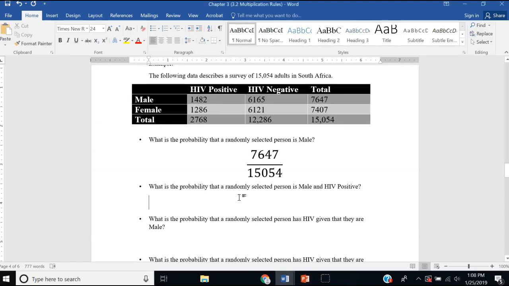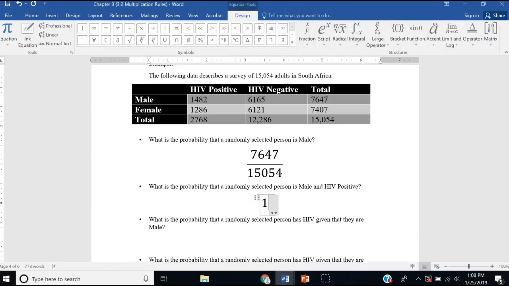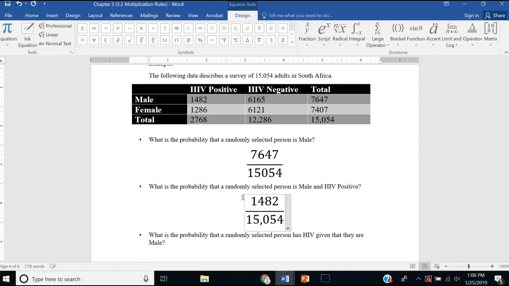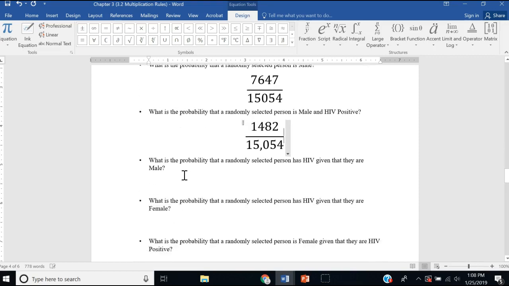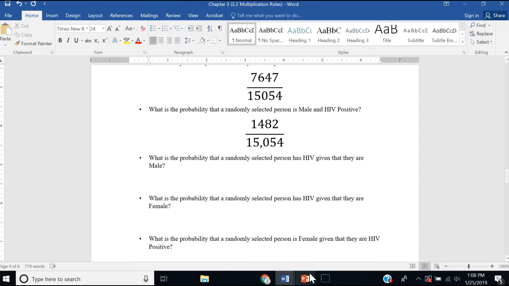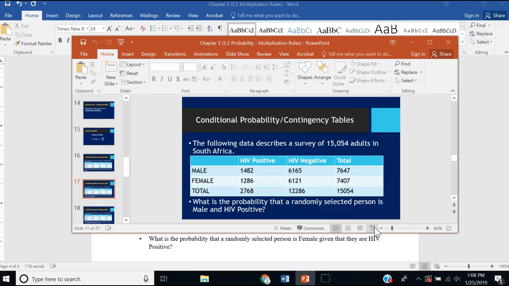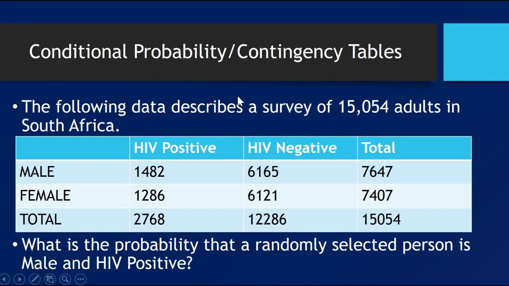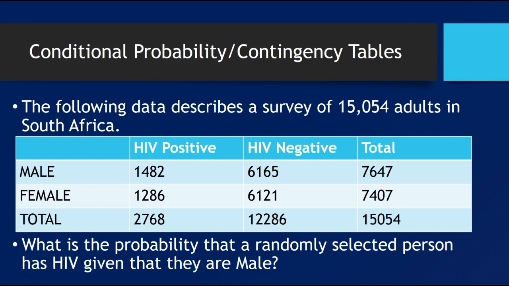So we take 1,482, the number of males who test positive for HIV, divided by 15,054. Okay, so those are the normal probabilities that we've already done, the normal type of classical probability. Now what we're going to do is look at this contingency table and ask for some conditional probabilities.